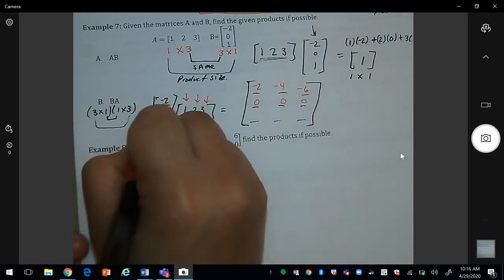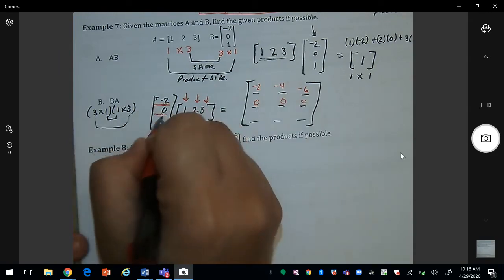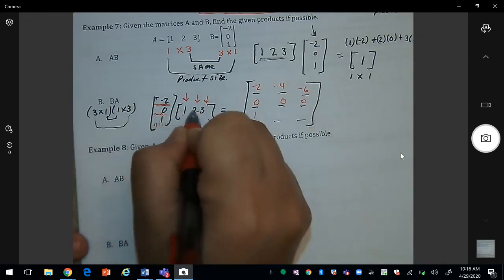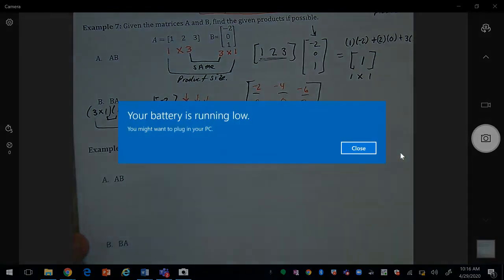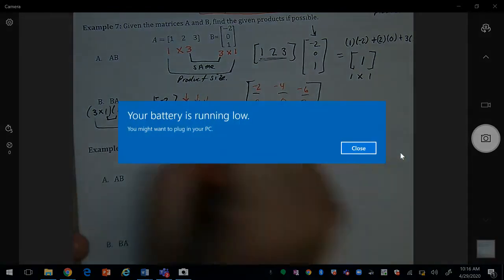And then last, we want to multiply the 1. So 1 times 1 is 1. 1 times 2 is 2. 1 times 3 is 3. And so here is a 3 by 3.